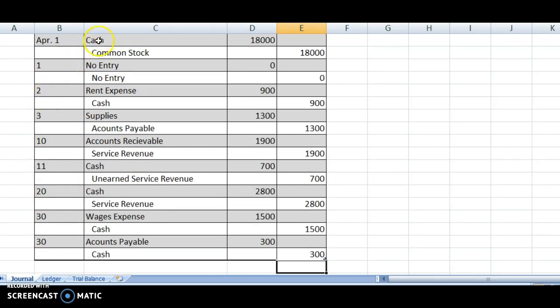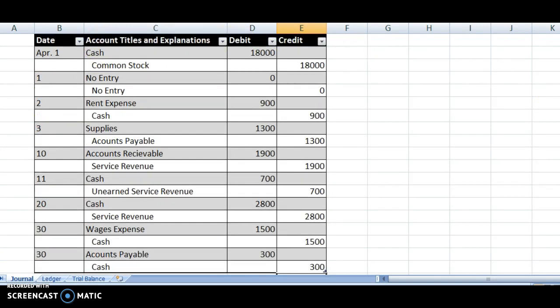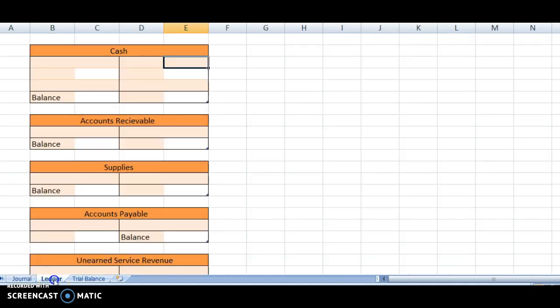Okay, now we're going to transfer each of these transactions onto the ledger. So the first is cash being debited $18,000 and common stock credited $18,000. So we go over here in cash.